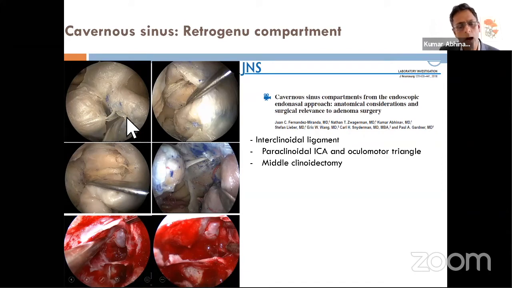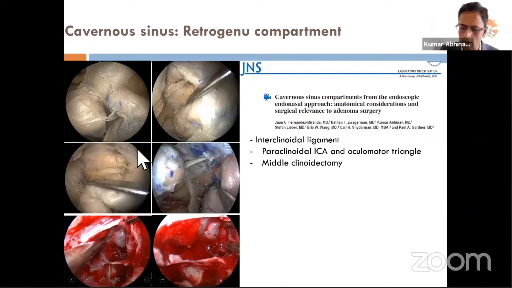You're really finding the plane in between the two at the floor of the sella, and then dividing the ring and working your way back up to, and I'll show more specific pictures from the posterior clinoidectomy aspect. And again, to access this compartment, you need a full middle clinoidectomy because you want to uncover this area, and then you're looking into the compartment.